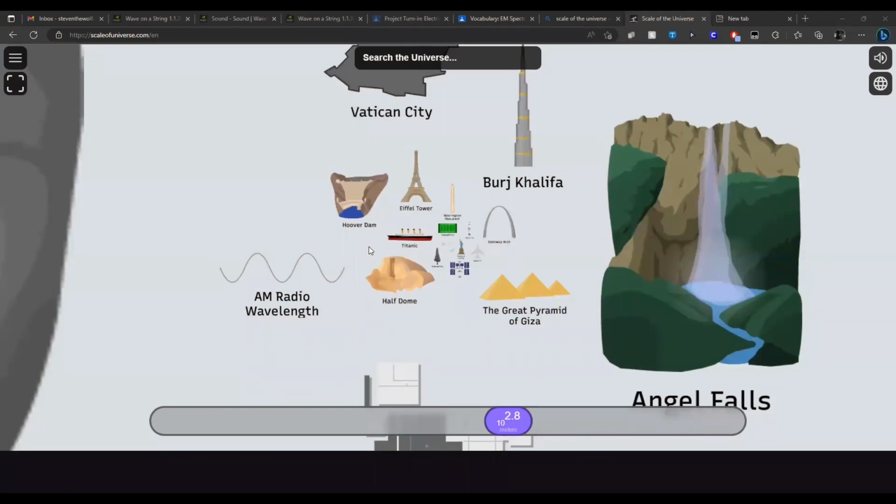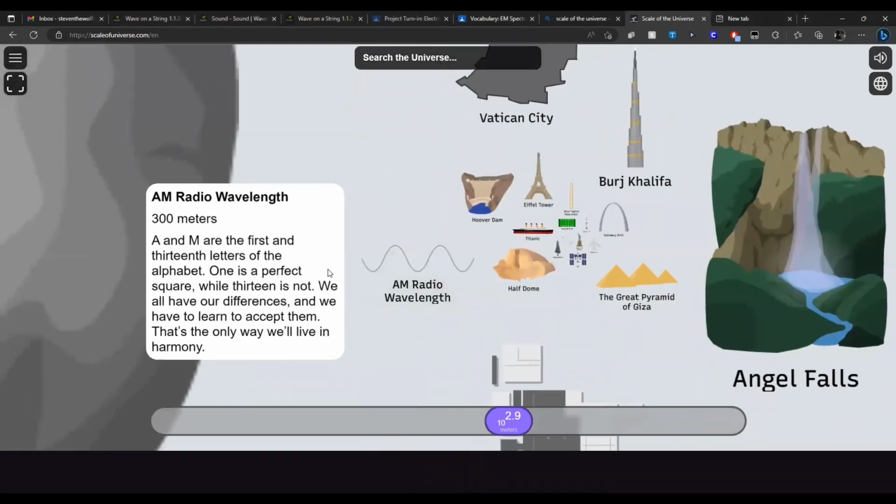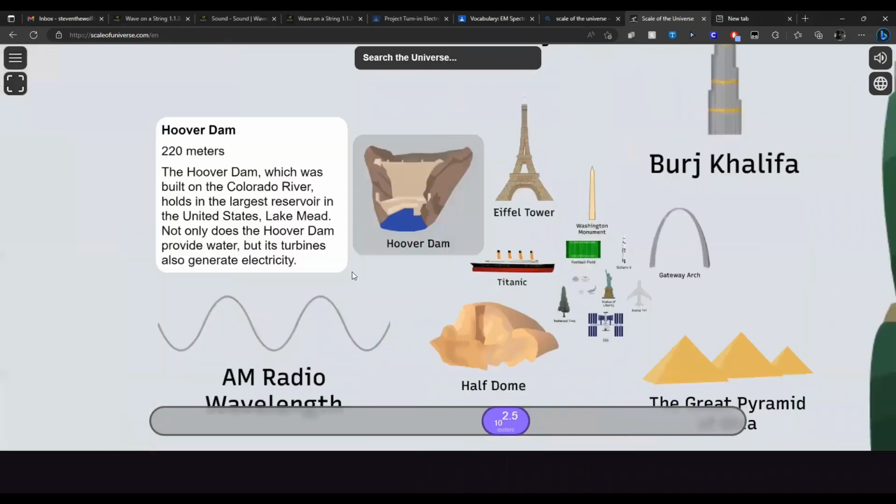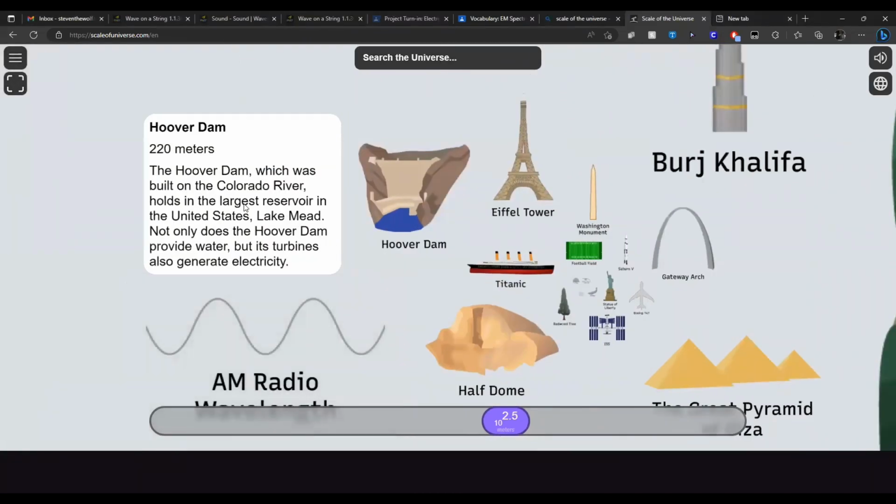Radio waves have the longest wavelength, the lowest frequency, and the coolest temperature. Examples of radio waves are FM and AM radio stations and stars. The AM radio wavelength is 300 meters, which is larger than the Hoover Dam, which is 220 meters.